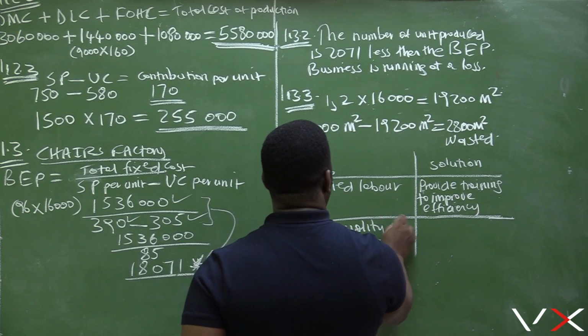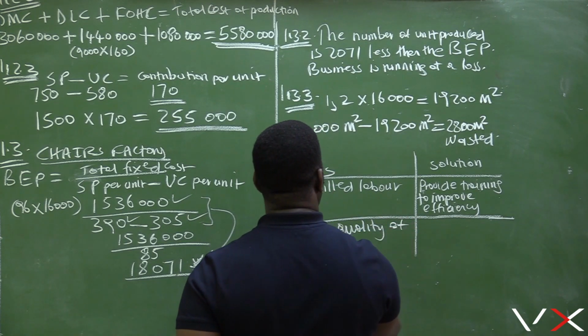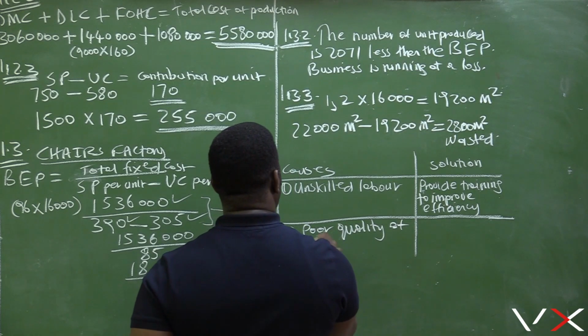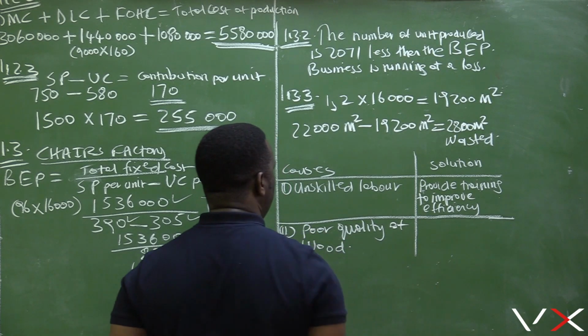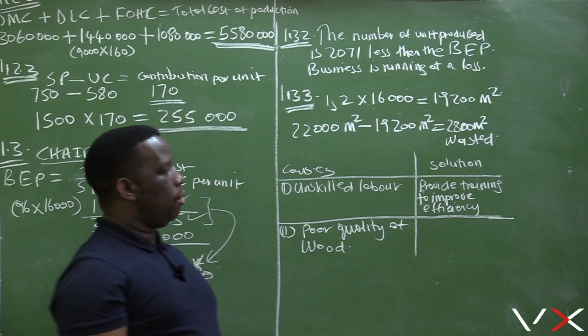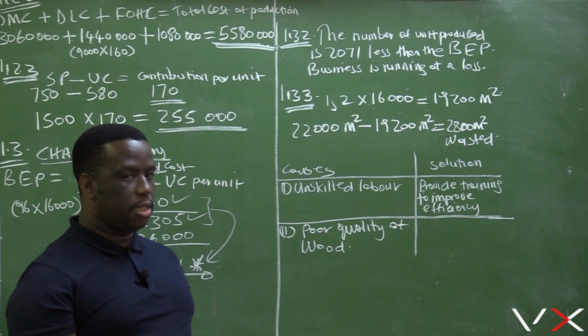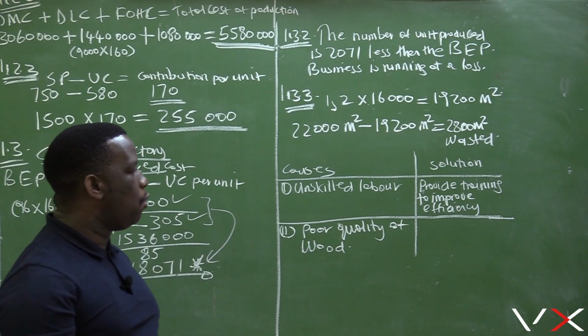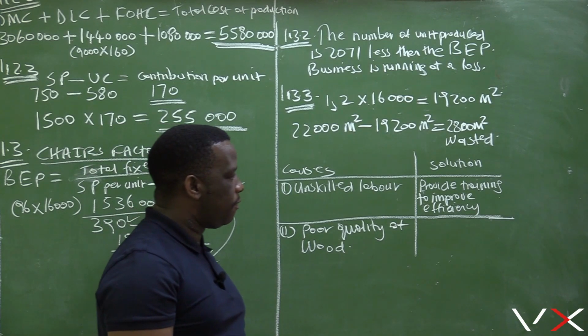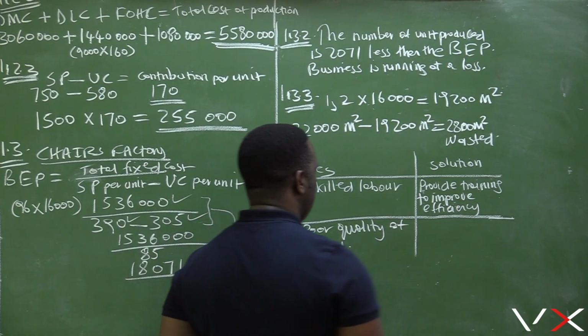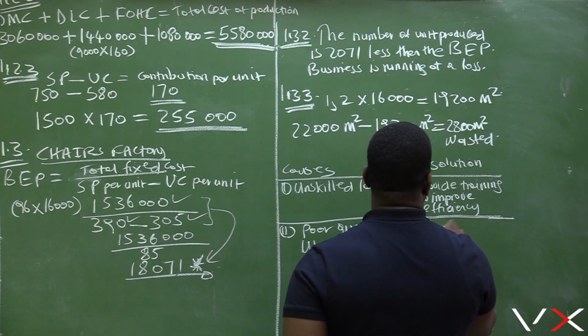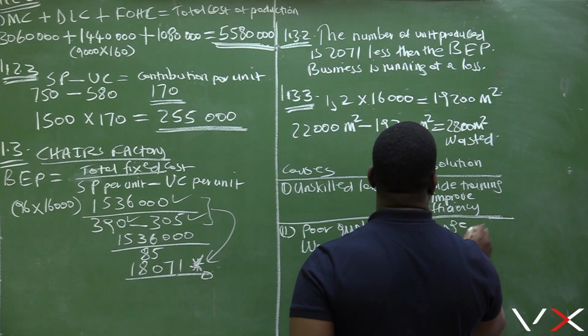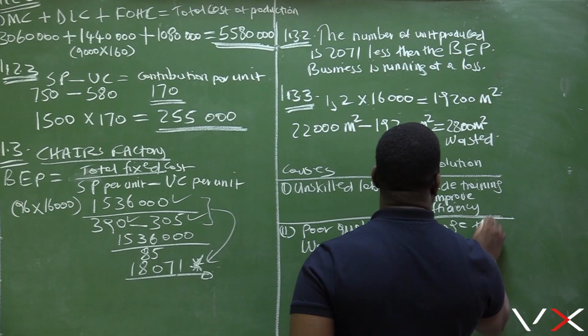It might also be due to poor quality of wood. That is also possible. If we are using wood of poor quality, it's very easy that it might be wasted. So in that case, we might need to consider changing the supplier.